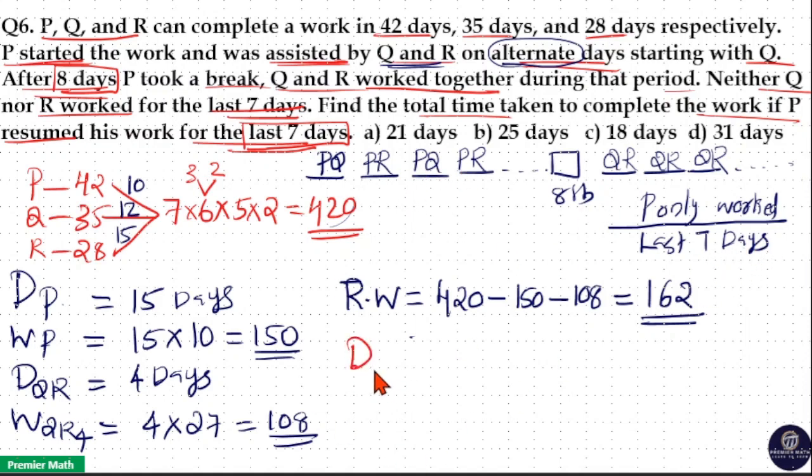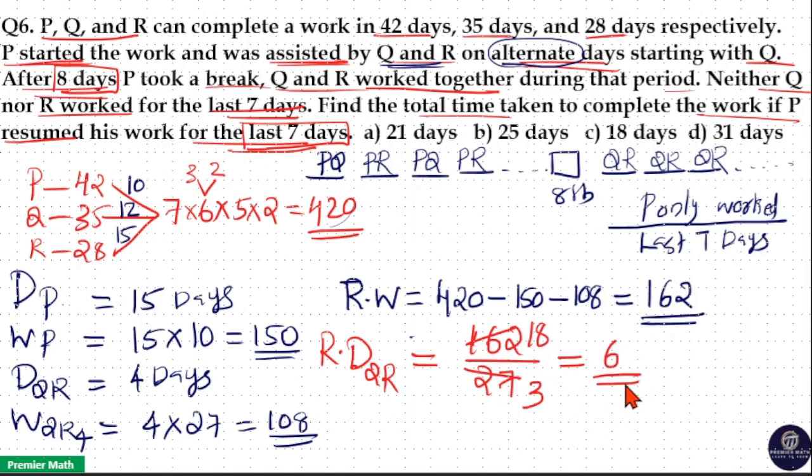Now, days taken by Q and R to complete the remaining work is equal to the remaining work, 162 units, divided by the efficiency, which is 15 plus 12, 27 units. 9 goes 3 times in 27, 9 goes 18 times in 162. 18 by 3 is 6 days. That is, in between these 8 days and 7 days, Q and R worked for 6 days.